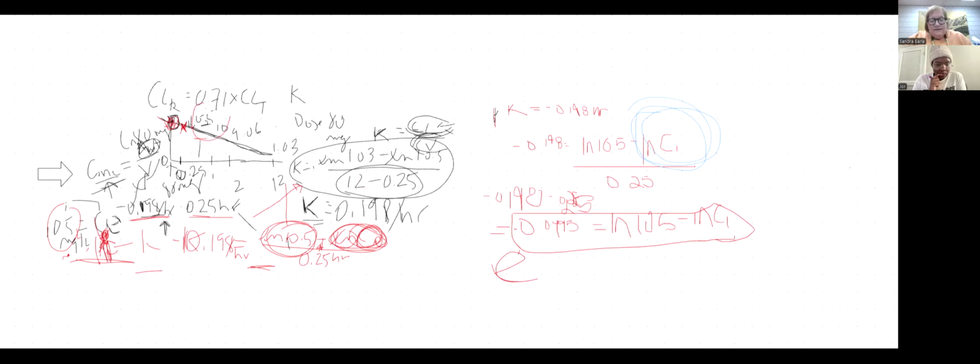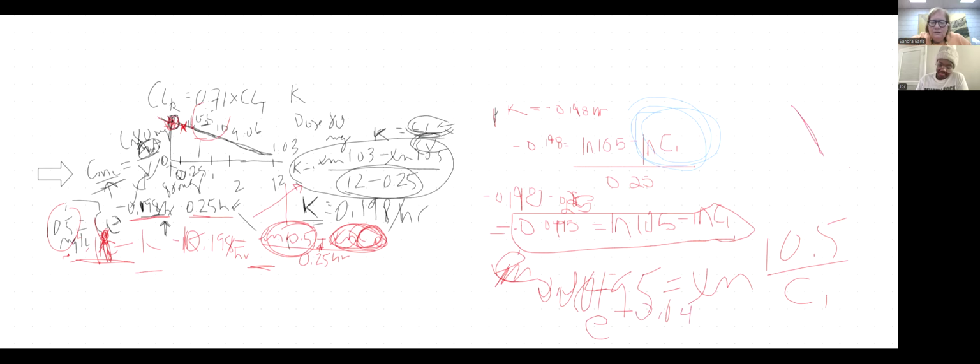So here's what we do. We can say that when you have two natural logs minus like this, we can change this to 0.0495 is equal to the natural log of 10.5 divided by C1. So we can simplify that way, okay? And then if we take the exponent, we put everything to the e. Let me just move this a little bit. There we go.